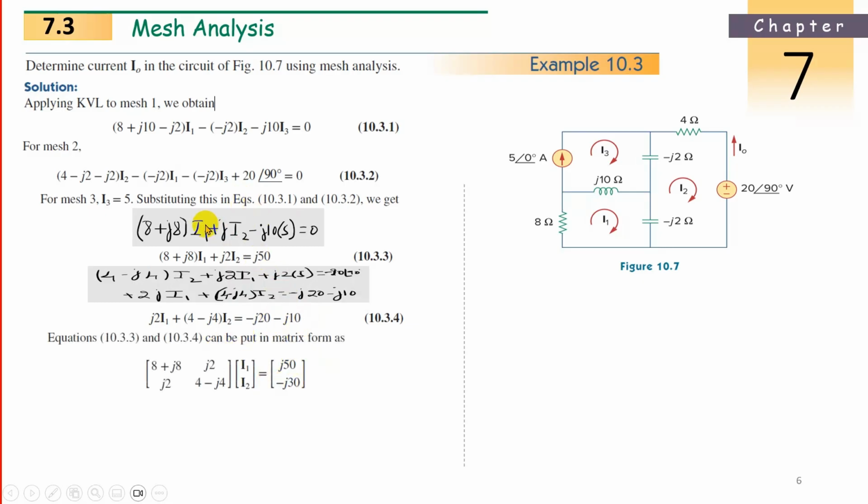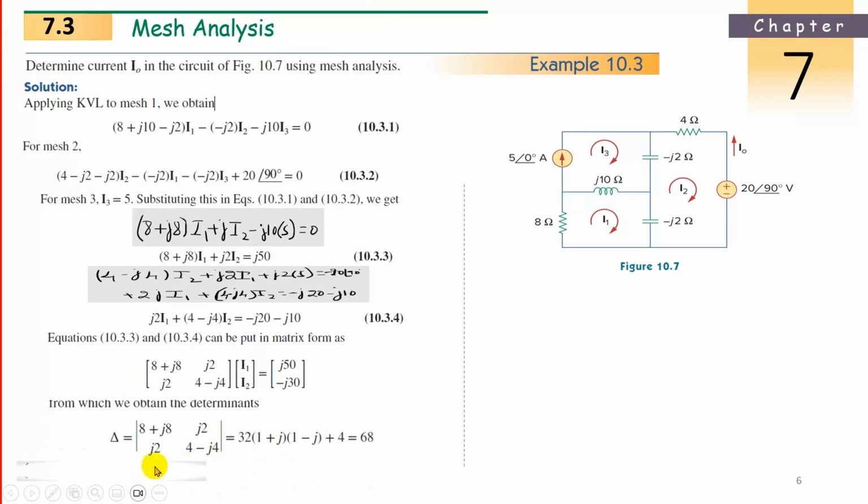Now write in the matrix form. Where is the first equation? This one. So 8 plus j8 and j2. Now the second equation: j2 I1 and 4 minus j4 I2. On the right hand side, j50 is there for the first equation, and minus j30 is the second one. Now solve for the determinant delta. Then we have to solve for the determinants delta 1 and delta 2. So how will we find the determinant delta? Multiply the diagonal of this one minus the diagonal multiplication of this one. So what will we get?